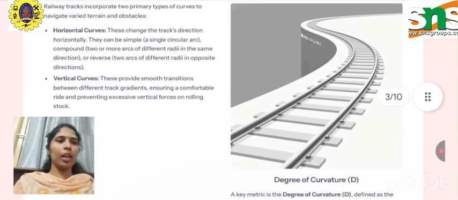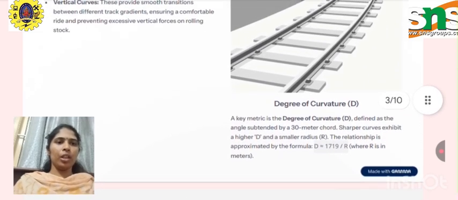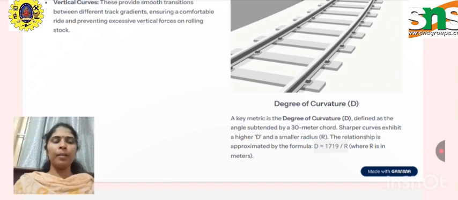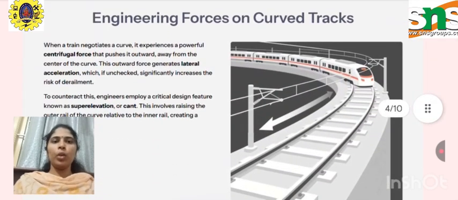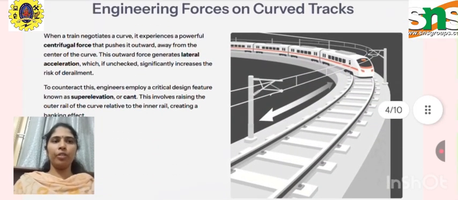So here clearly we can see the degree of the curvature. The key metric is the degree of curvature, defined as capital D, the angle subtended by a 30-meter chord. Sharper curves exhibit a higher capital D and smaller radius R. The relationship is approximated by the formula D equal to 1719 by R, where R is the radius taken in meters. Now let us study engineering forces on curved tracks.